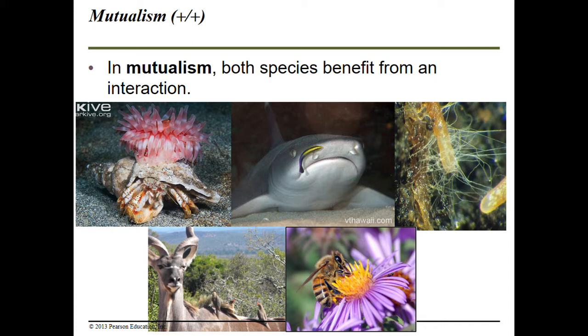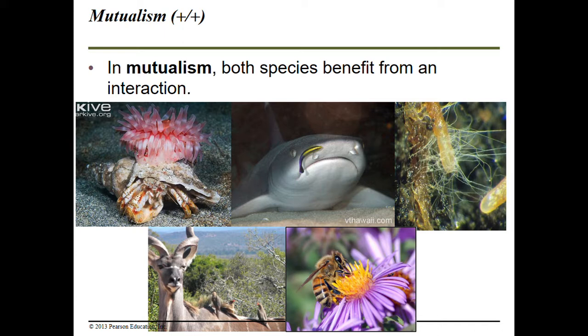In mutualism, we have a positive interaction where both species benefit. And this first picture is of a hermit crab with an anemone. Anemones are sessile, they do not move. The anemone protects the hermit crab, and the hermit crab helps the anemone by allowing it to dwell on it.